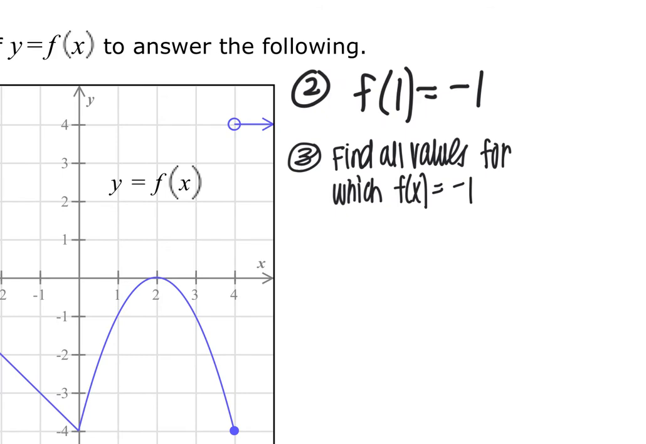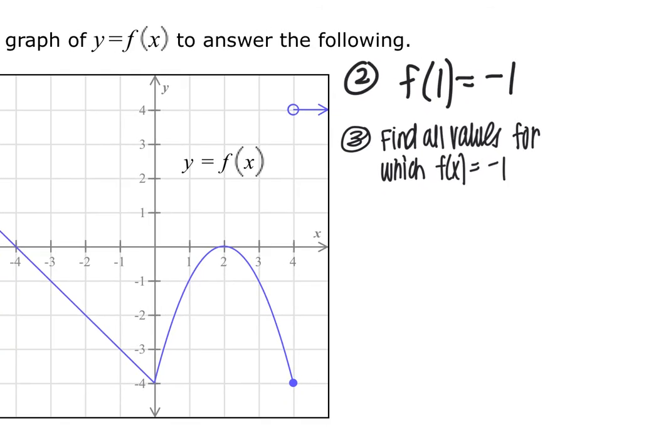This next part says to find all the values for which f of x is equal to -1. What that means is right here, f of x, that's y. F of x equals and y equals are one and the same. They can be used interchangeably. So find all values, and right here it was supposed to say x values. Find all x values for which f of x, for which y equals -1.